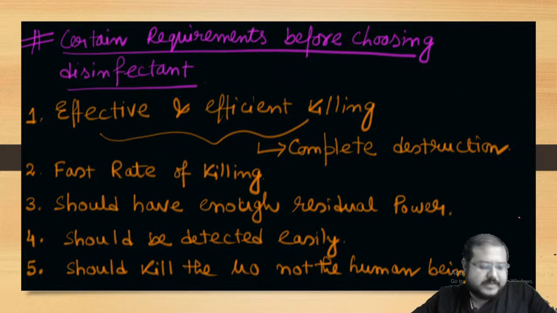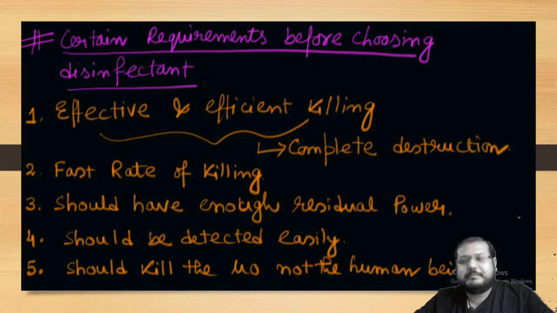Now, certain requirements before choosing the disinfectant. First is effective and efficient killing. Effective and efficient killing means complete destruction. It should not happen that 50% is getting killed and 50% is remaining in the system, because that 50% will further create issues.